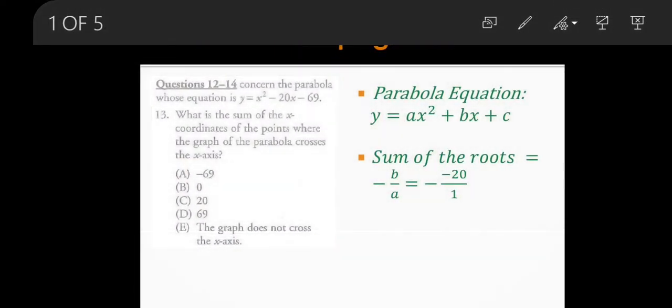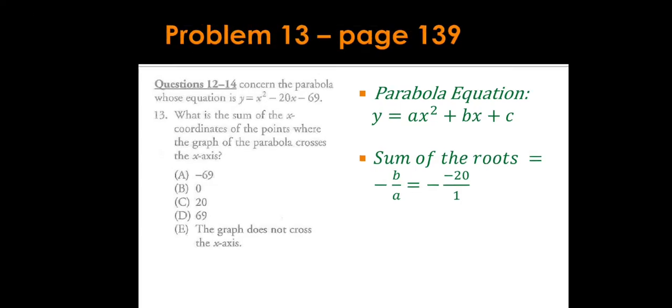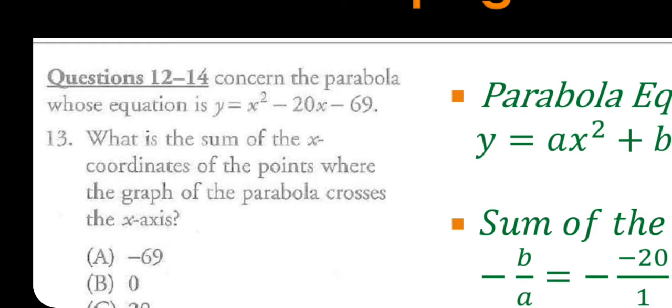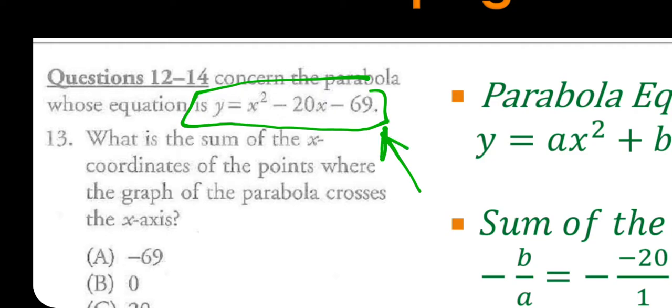Remember in question 12 we were talking about this parabola, which has the equation y equals x squared minus 20x minus 69. Question number 12 asked us about the point of intersection of the parabola with the y-axis, and we answered that it is negative 69.